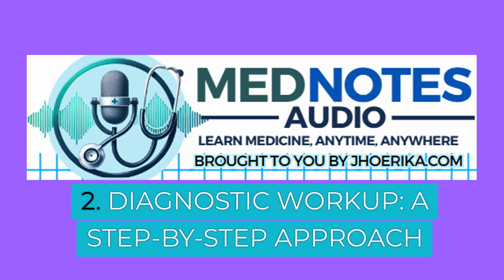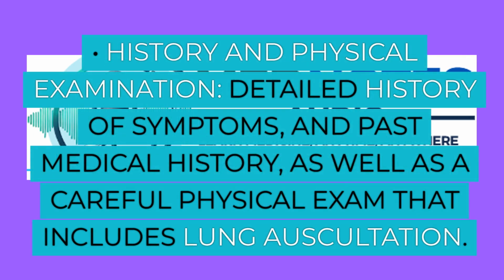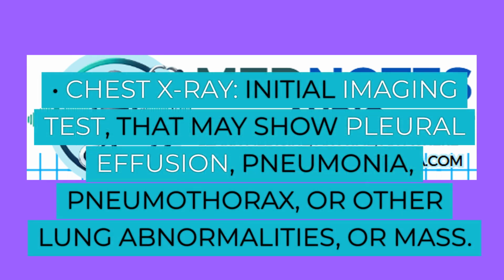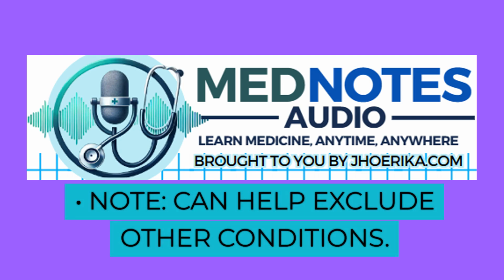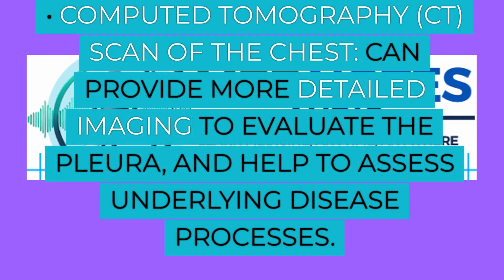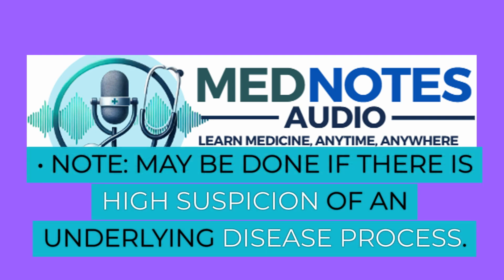2. Diagnostic workup. A step-by-step approach. History and physical examination: a detailed history of symptoms and past medical history, as well as a careful physical exam that includes lung auscultation. Chest X-ray. Initial imaging test that may show pleural effusion, pneumonia, pneumothorax, or other lung abnormalities, or mass. Note: can help exclude other conditions. Computed tomography, CT, scan of the chest, can provide more detailed imaging to evaluate the pleura, and help to assess underlying disease processes. Note: may be done if there is high suspicion of an underlying disease process.